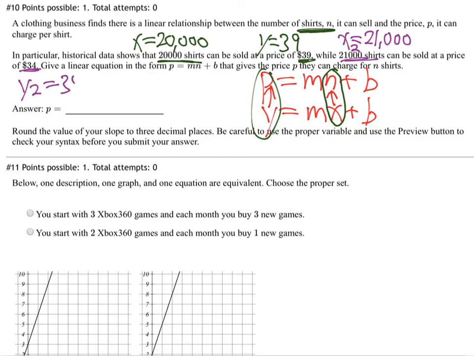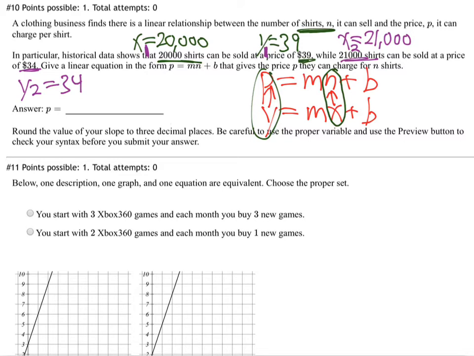That's Y2. So X1, Y1, right? X1 is 20,000. Y1 is $39. X2, Y2. That's all that is. We got the four numbers. Here we go again. Same exact thing. See how I can track that? You can track that down? It's just like y equals mx plus b. We just have actors playing the role of y and x, P and N.